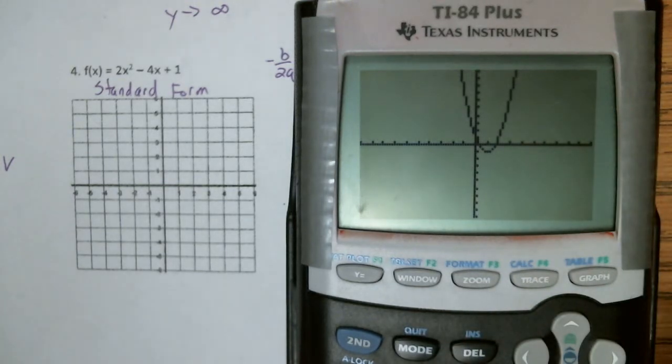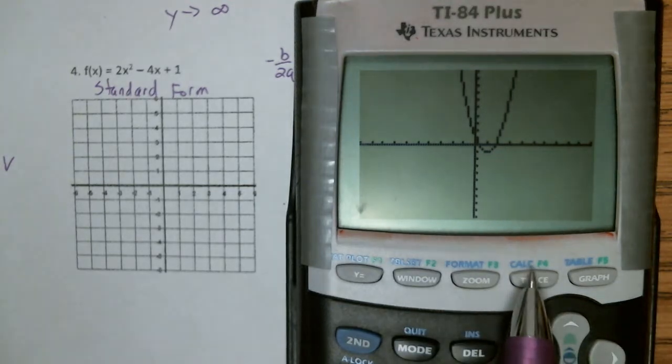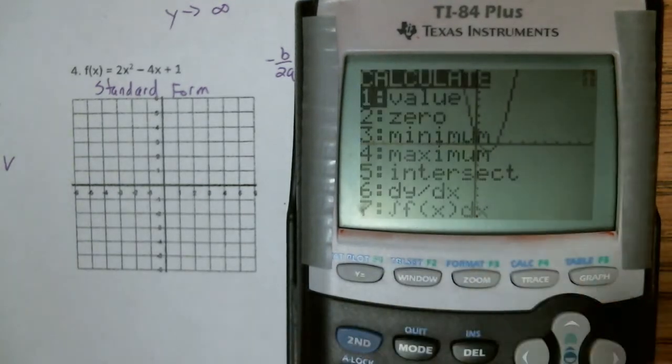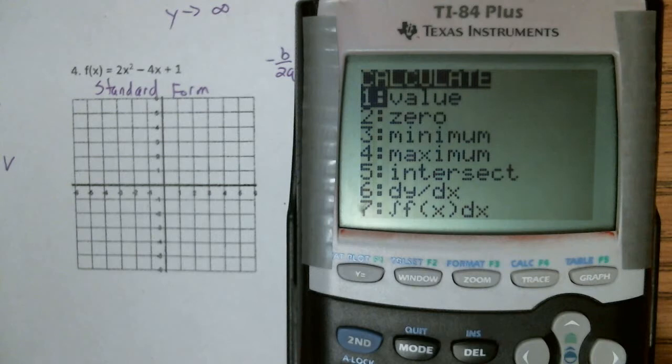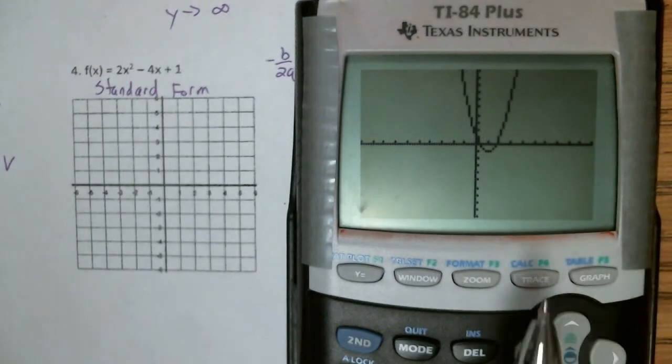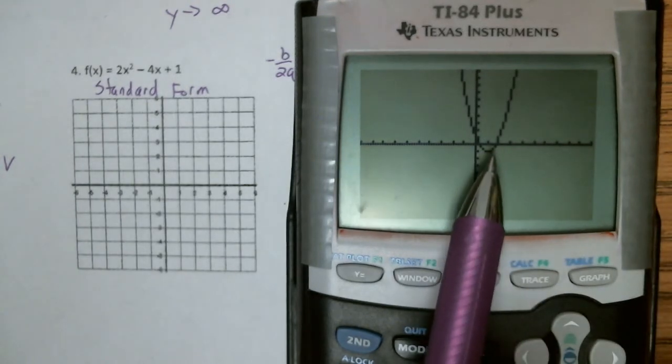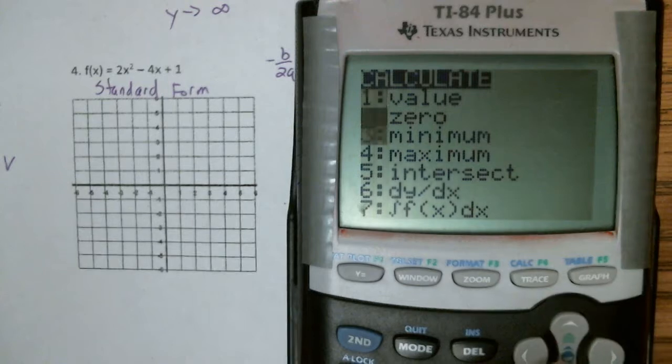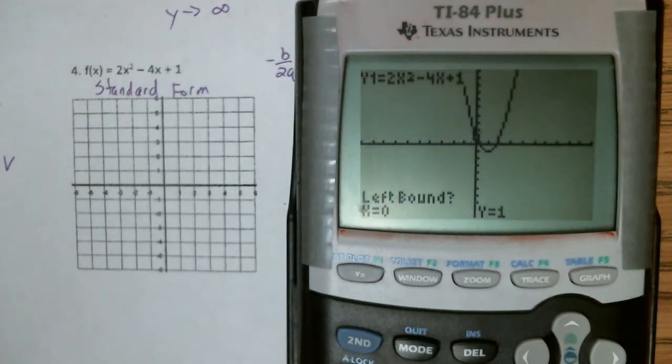Okay, so now I need Mr. Spidey. How do I get Mr. Spidey? Calculate. Okay, I want second calc. Now I've got to figure out, I want the vertex, so that's either a minimum or a maximum. Okay, what do we have? Well, that's a minimum. That's the low spot of my roller coaster, so I need minimum. Second calc, I'm going to select minimum, press enter, and now I have Mr. Spidey.